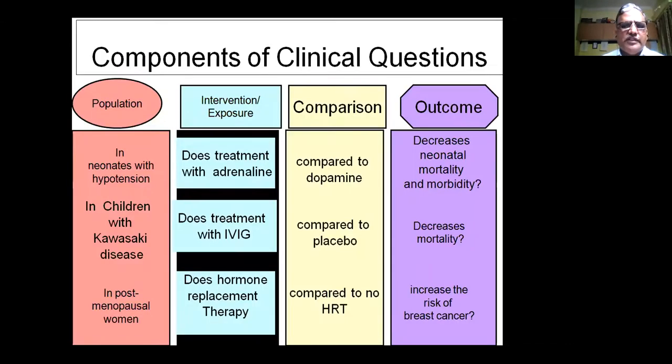So once you look at these PICOTs, classically, whenever you are looking at the question and its components, these are some of the examples. Say in newborns with hypotension, does treatment with adrenaline, a new drug under consideration, compared to dopamine, decrease neonatal morbidity and mortality? And you can add the other components of PICOTs like effect size and the time frame also. In children with Kawasaki disease, does treatment with IVIG compared to placebo decrease mortality? In postmenopausal women, does hormone replacement therapy compared to no hormone replacement therapy increase the risk of breast cancer? So whichever question you are trying to answer, try and put it into PICOT format.